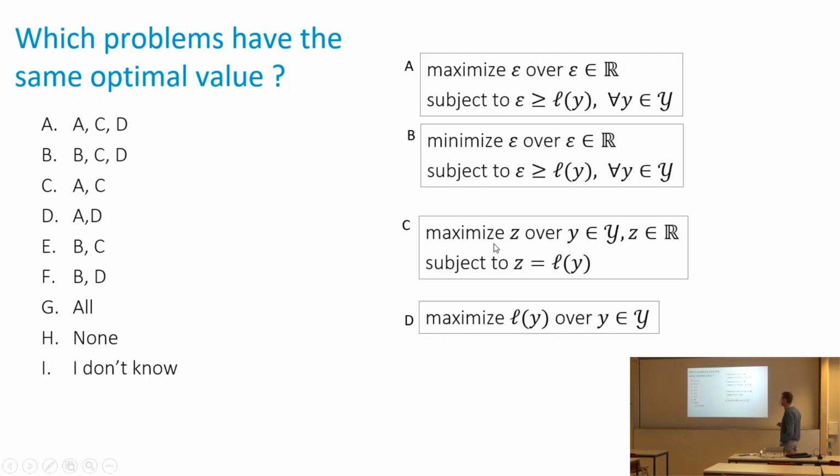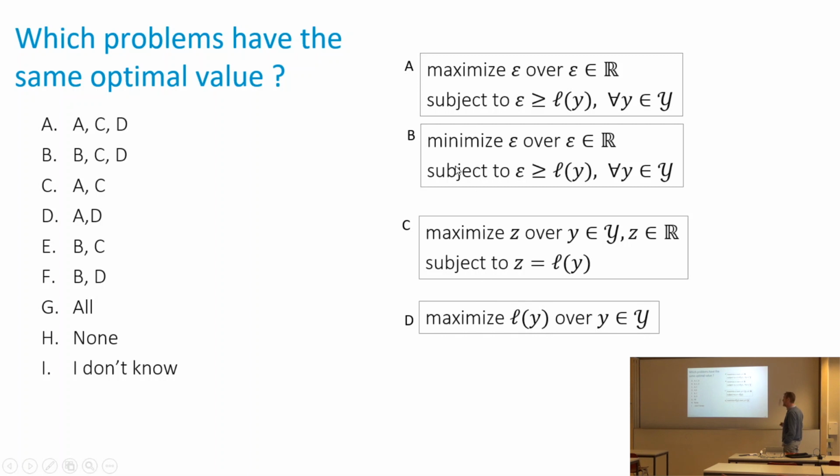First, there's something simple. C and D are the same. Right. Maximize z over y subject to z here. So over y and z subject to z, right? And it's easy to see that we can remove the z, it is the same as maximize L of y over y. That seems obvious, but it's important to be able to do that kind of transformation. So C and D are the same.